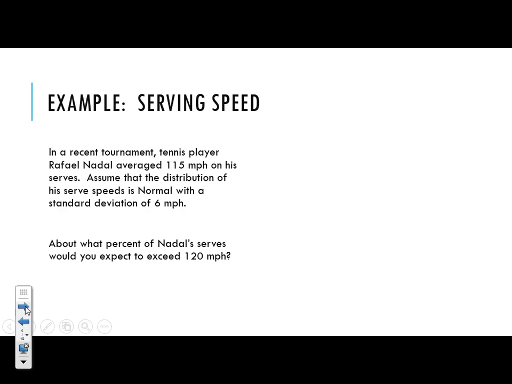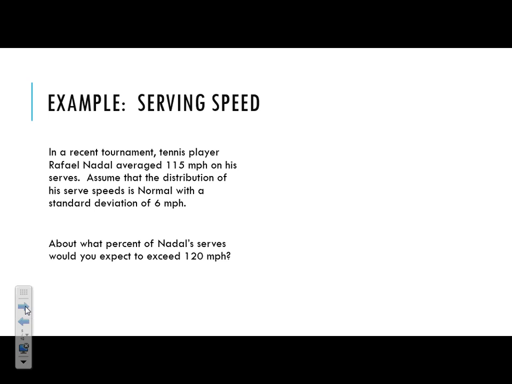So here we go. All right, in a recent tournament, tennis player Rafael Nadal averaged 115 miles per hour on his serves. Assume that the distribution of his serve speeds is normal with a standard deviation of 6 miles per hour. All right, about what percent of Nadal's serves would you expect to exceed 120 miles per hour? All right, so the first thing that we need to do in this problem is we need to draw a picture. All right, so let's do that here real quick.